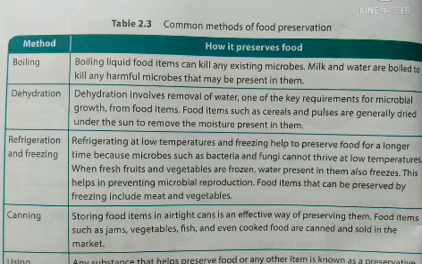Next is refrigeration and freezing. Refrigerating at low temperatures and freezing help to preserve food for a long time because microbes such as bacteria and fungi cannot thrive at low temperatures. When fresh fruits and vegetables are frozen, water present in them also freezes. This helps in preventing microbial reproduction. Food items that can be preserved by freezing include meat and vegetables. Next process is canning. Storing food items in airtight cans is an effective way of preserving them. Food items such as jams, vegetables, fish, and even cooked food are canned and sold in markets.